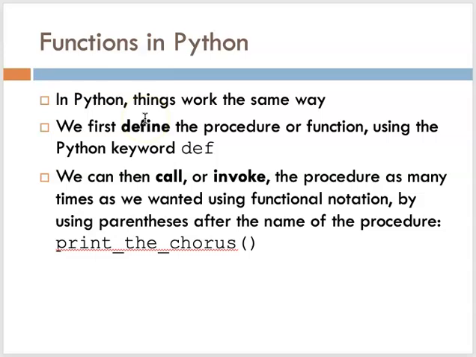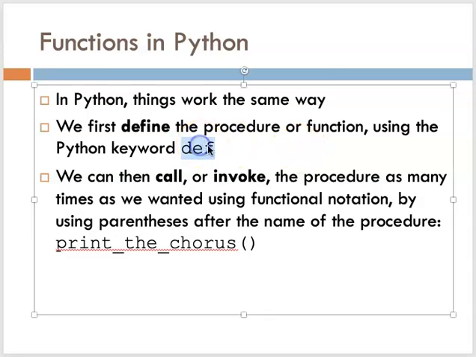So functions in Python work exactly the same way. We first define the procedure function using this keyword def. There are certain reserved keywords. And as we saw in the text, we created this function called print the chorus. And we can call or invoke that procedure as many times as we want using the functional notation, right? The functional notation uses a pair of parentheses after the name of the procedure, just like we did in the text with print the chorus.